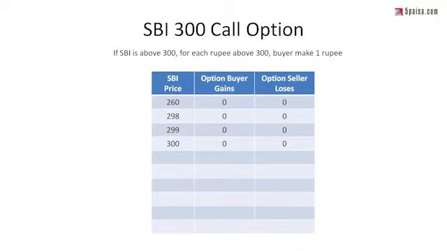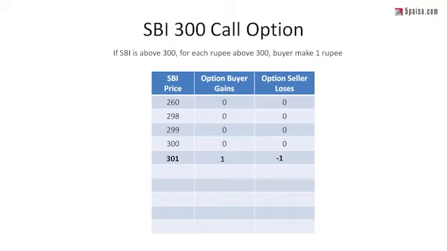If it is below 300, right, the option does not come into play. There is no gain, no loss, nothing. The option just becomes pointless. But if it is above 300, the option buyer makes money, just like insurance, right?